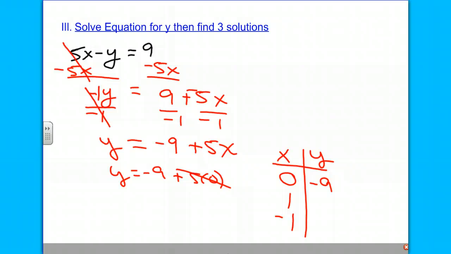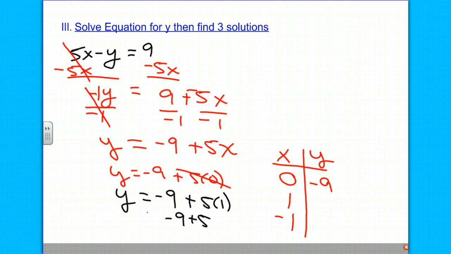So when we plug in 1, y equals negative 9 plus 5 times 1. So Ryan, what is 5 times 1? 5. So what is negative 9 plus 5? Negative 4. Very good. So we get negative 4. With each different input, you will have a different output.